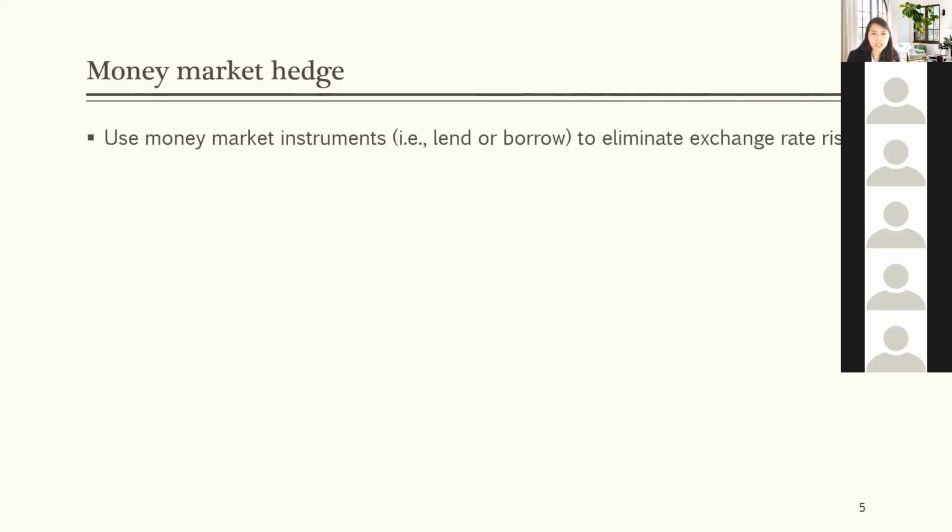So with money market hedge, what you want to do is use money market instruments to eliminate exchange rate risk. When you buy or sell money market instruments, you're basically just lending or borrowing. This is a scenario that might be useful when you don't have a forward contract for some reason, or the forward exchange market is not available.